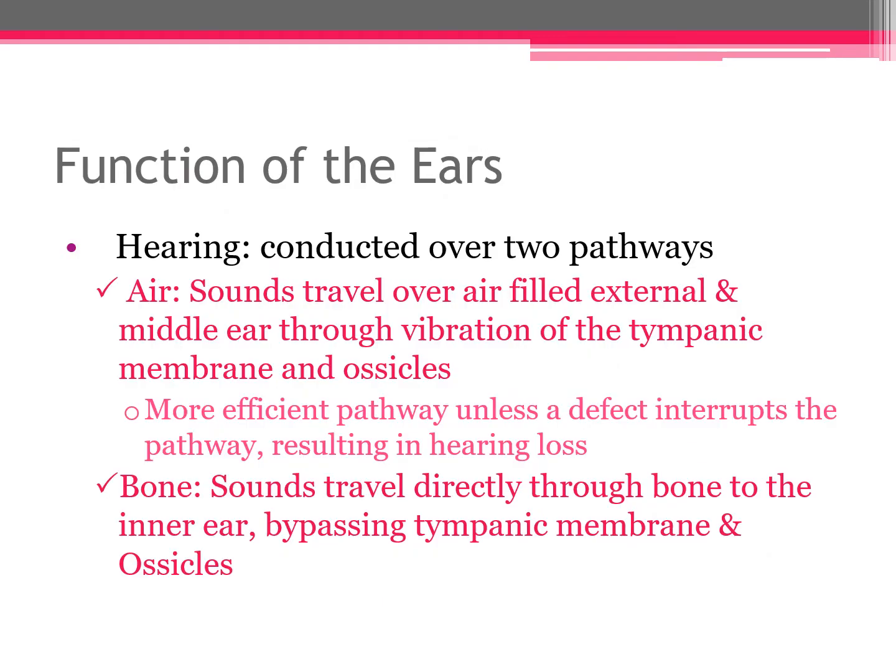All right, so what are the functions of the ear? So it's basically hearing, and this is primarily conducted over 2 pathways. So we have air being one pathway. So sound travels over air-filled external and middle ear through vibration of the tympanic membrane and the ossicles. So the air pathway apparently is a more efficient pathway, unless there's a defect that interrupts the pathway where the patient has some type of hearing loss. So bone is another pathway, and here sound travels directly through bone to the inner ear, and it bypasses the tympanic membrane and the ossicles. So that's another way that we're able to get hearing, right?